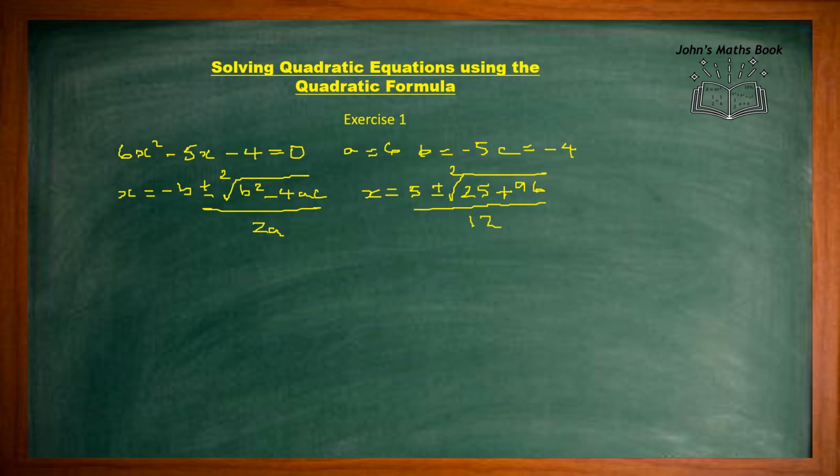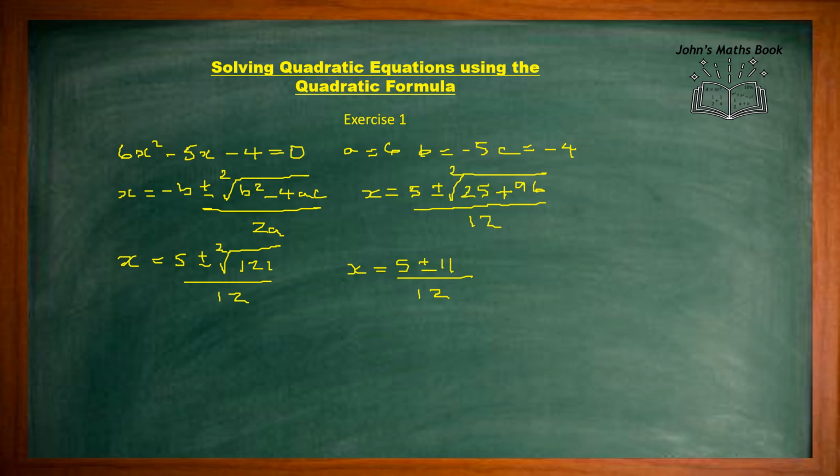So let's simplify that to get x is equal to 5 plus or minus square root 25 plus 96 is 121 divided by 12. So x is equal to 5. Now 121 is a perfect square. 11 squared gives 121. So the square root of 121 is 11. So it's plus or minus 11 divided by 12.